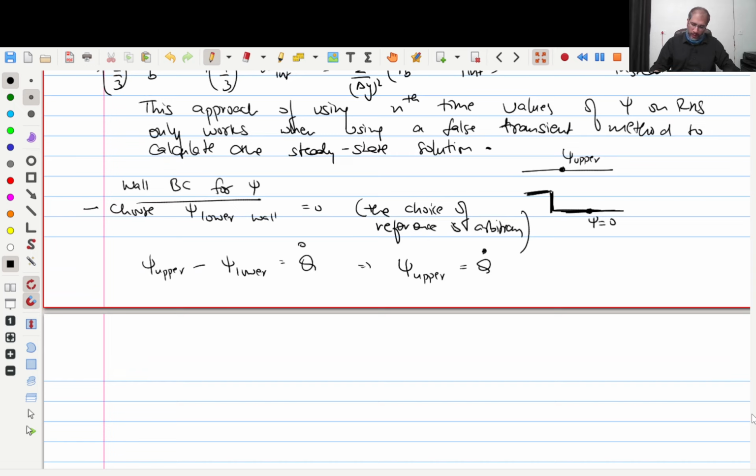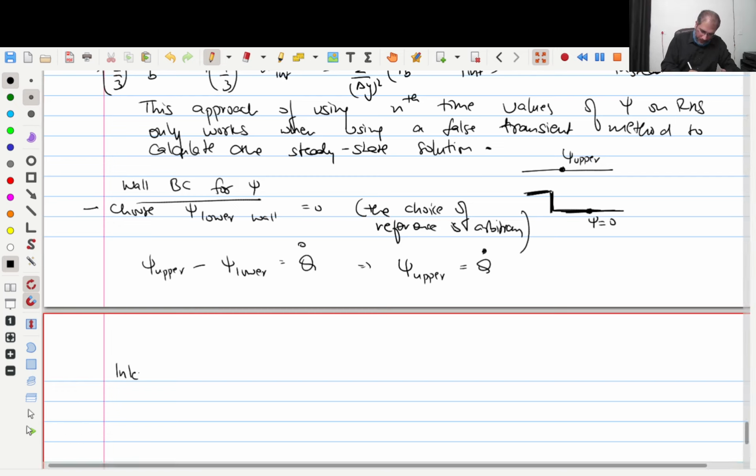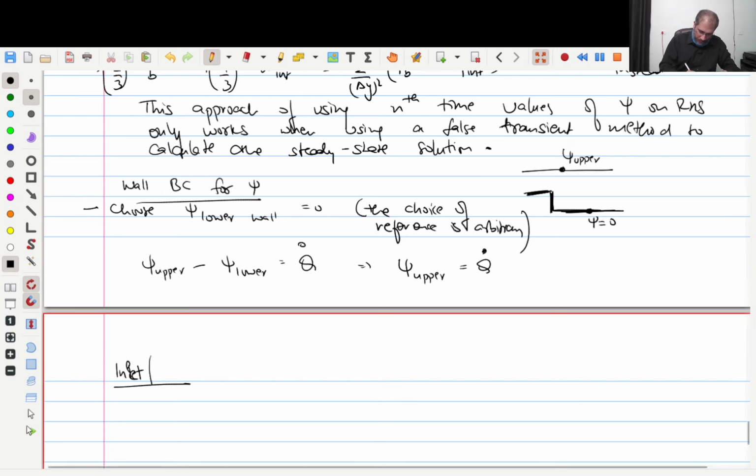So now next comes the inlet and the outlet. Since we are continuing with the discussion on psi, let's talk about psi only, and then we'll move to omega. So the inlet boundary condition, we can also call it an inflow. Inlet is where the flow enters, so we can also call it inflow boundary condition.